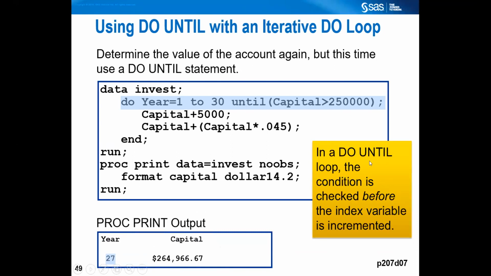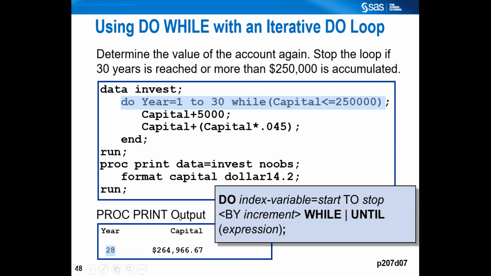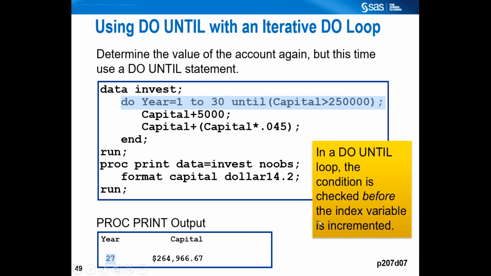So it's telling that in a do until loop, the condition is checked before the index variable is incremented. That's what I was telling. With while, it checks the condition at the top of the loop, but in your previous loop, your index variable is already incremented to the next value. That's why you are getting, with while, the year 2008, but the capital is exceeding 2 lakh, or what, $264,000. Correct? Same goes with this until.